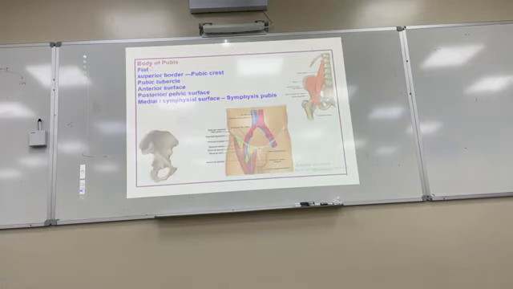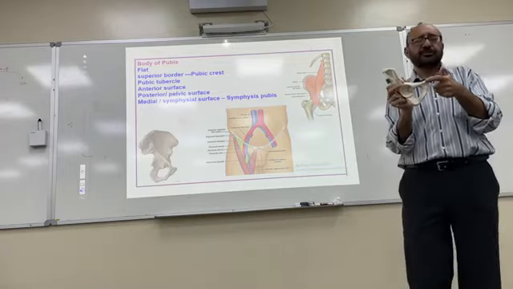Body of the pubis is flat, with a superior border here. Sometimes we have an anterior border, and here an inferior border. We are talking of the pubic body of the pubis. Pubic tubercle is a very important landmark here in front. This is the pubic tubercle.